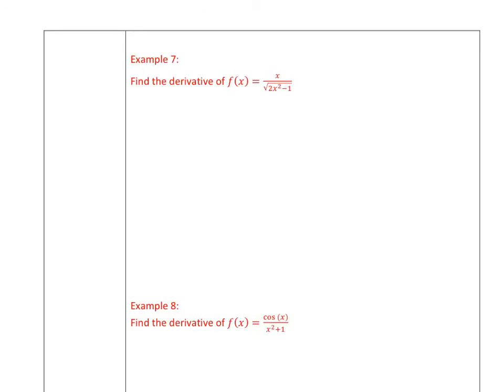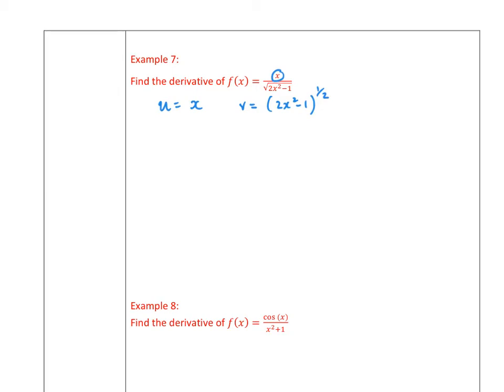We can see another example here where we're asked to find the derivative of x over the square root of 2x squared minus 1. So stating our u is a little bit clearer here. u is equal to x, just that first function, and I'm going to rewrite v so that it's a lot easier to differentiate. Rather than being the square root of 2x squared minus 1, I'm going to say that v is equal to (2x squared minus 1) to the power of a half.